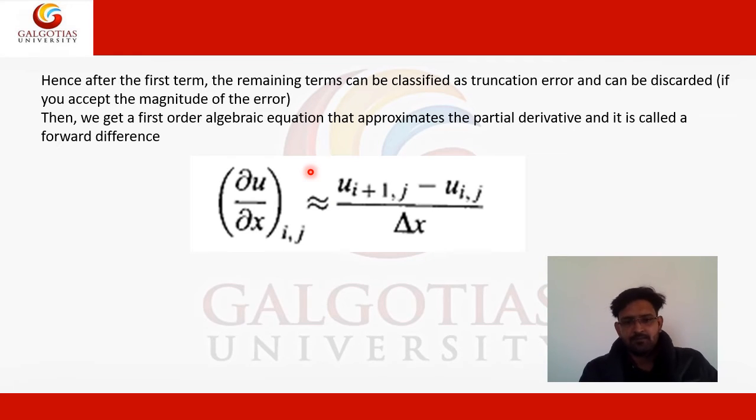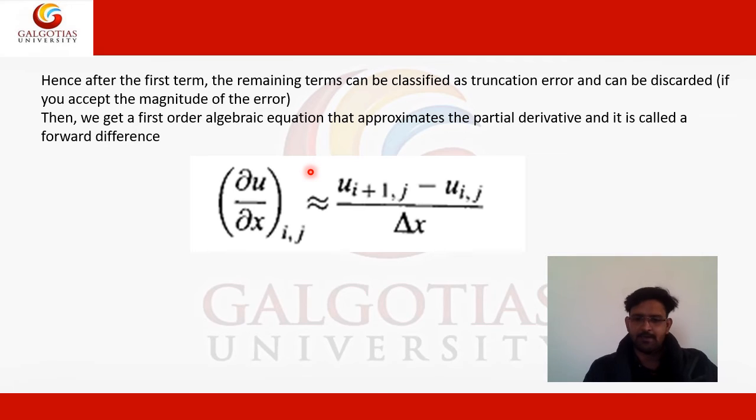Hence, after the first term, the remaining terms can be classified as truncation error and can be discarded if you accept the magnitude of the error. Okay, so if the delta x is very small, then its higher order terms will be very small because they come as square, cube. So we can neglect those terms magnitude-wise if they are very small. So we can approximate the partial differential equation into finite terms. Then we get a first order algebraic equation that approximates the partial derivative, and it is called a forward difference.